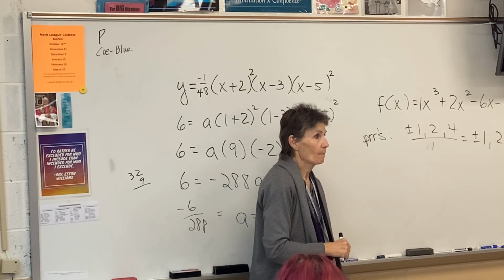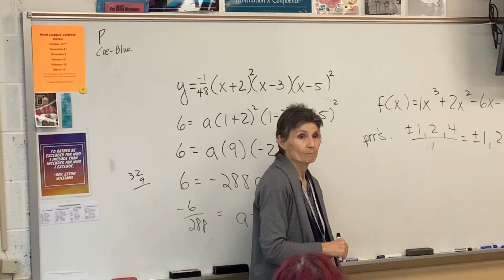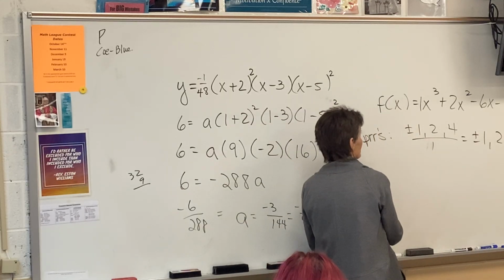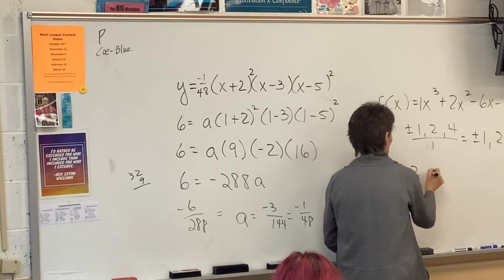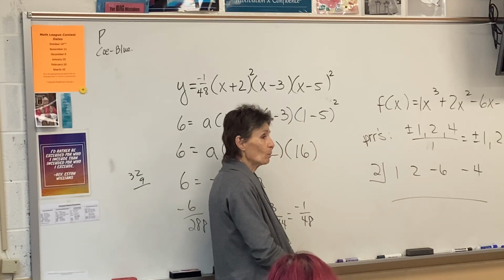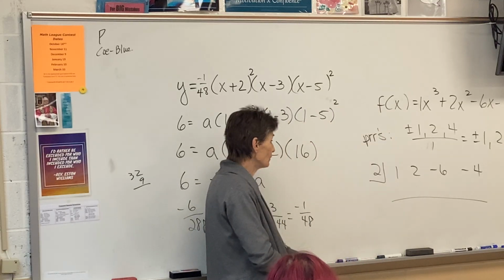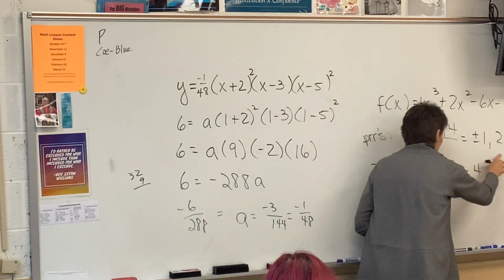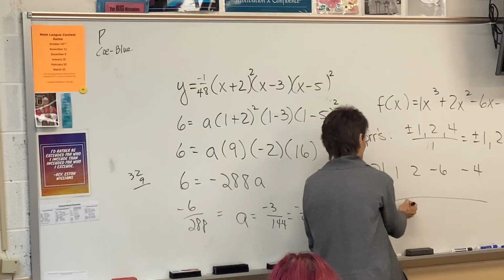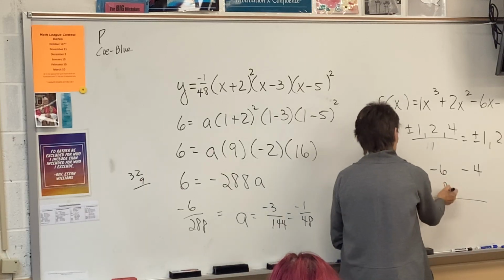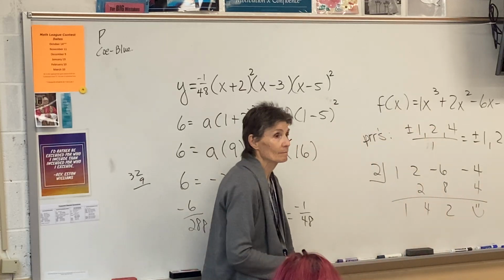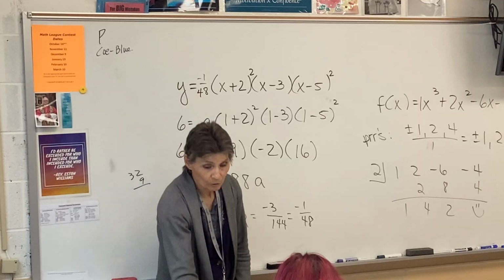So what do I do? Oh, synthetic division. I pick one, right? So what do you want to pick? 2. And I'm going to divide it out. Now, you can pick whatever you want. I picked 2 because someone picked 2. You can pick whatever you want as long as it's in this list, including negatives. You can pick negative 2, but I like 2. I think it worked. What do you think?